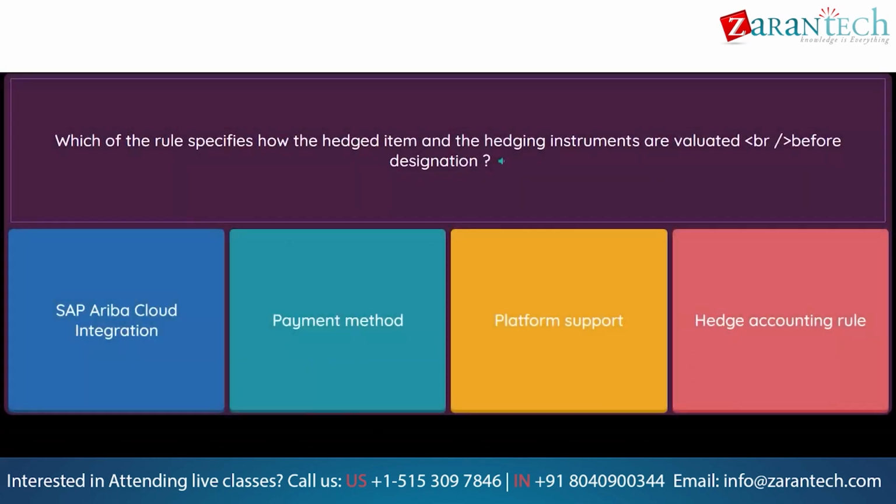Question: which of the rules specifies how the hedged item and the hedging instruments are evaluated before designation? Option 1 SAP Ariba Cloud integration. Option 2 Payment method. Option 3 Platform support. Option 4 Hedge accounting rule.